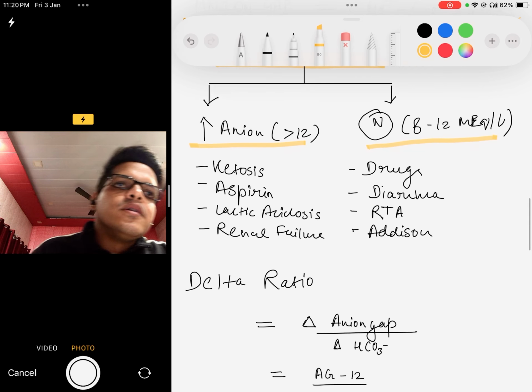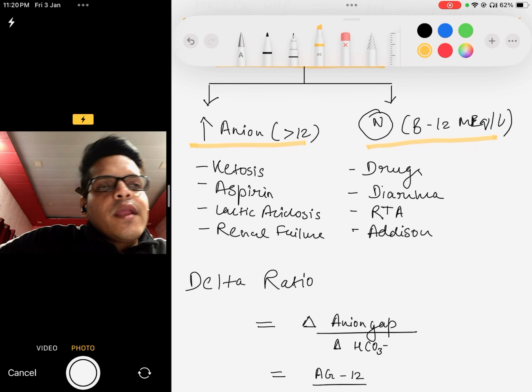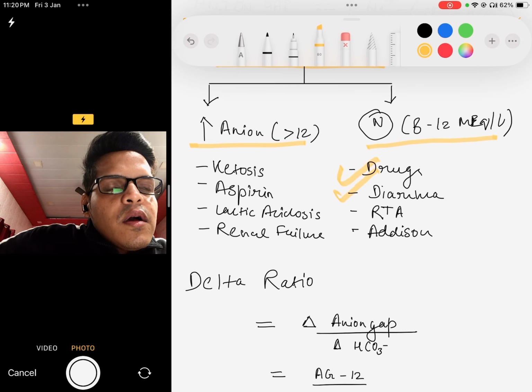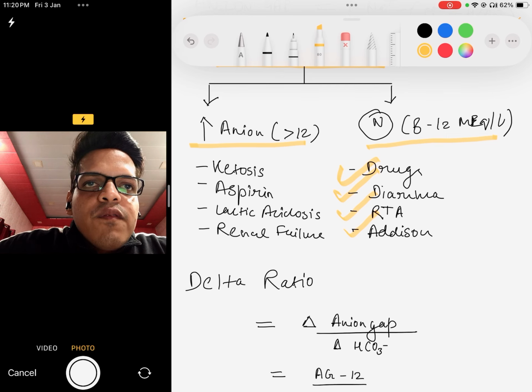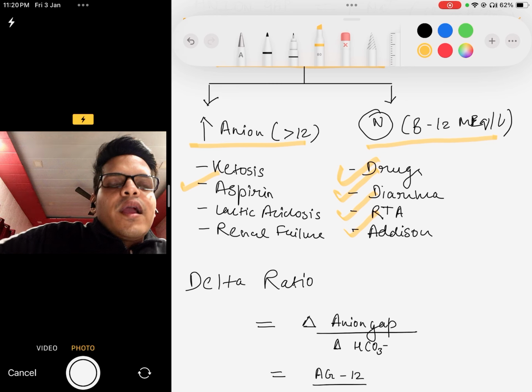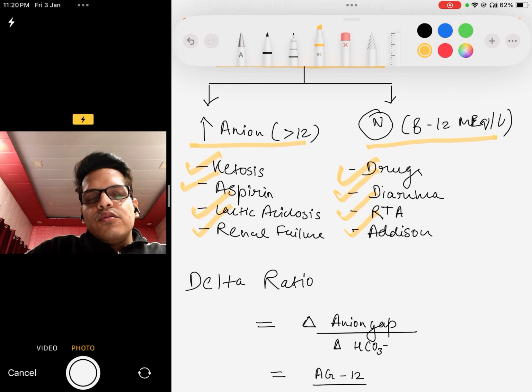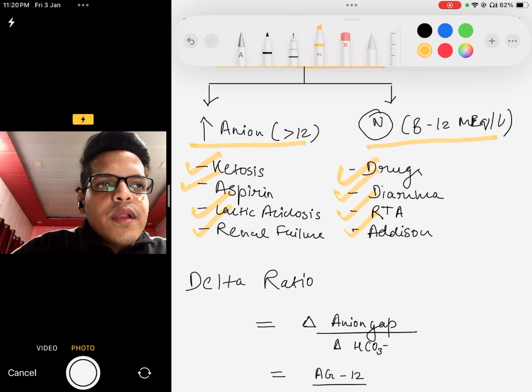The common causes of normal anion gap metabolic acidosis are drugs, diarrhea, renal tubular acidosis, and Addison's disease. One thing to keep in mind is that most drugs cause normal anion gap metabolic acidosis except aspirin, which is a part of high anion gap metabolic acidosis. Others are ketosis, diabetic ketoacidosis, basically lactic acidosis, and renal failure. There are more causes which you should look out for and remember.